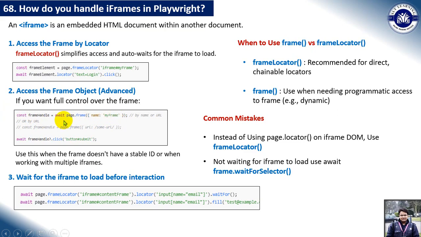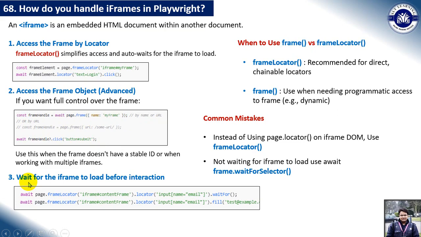Once you have the name of the frame, you can just say frame handler, then question mark, click on button. So this is another way you can handle the frame object for your particular test cases. Use this when the frame does not have a stable ID. When you are working with multiple frames but the frames don't have a stable ID or locator, you can use this particular way.